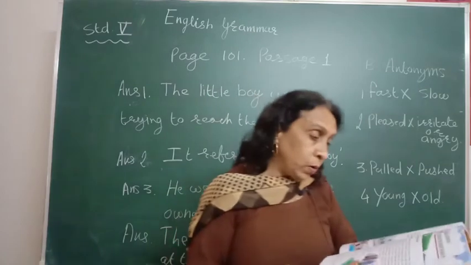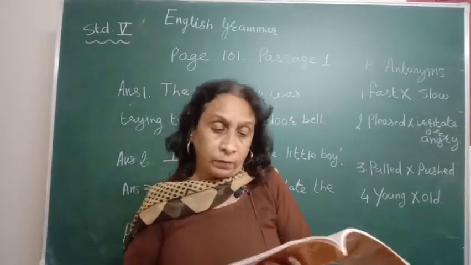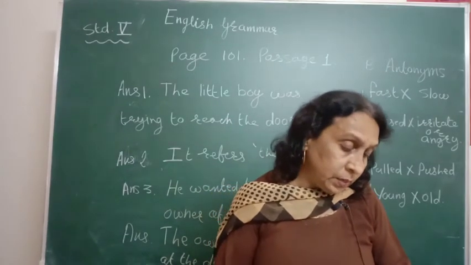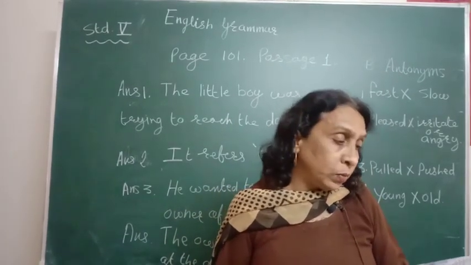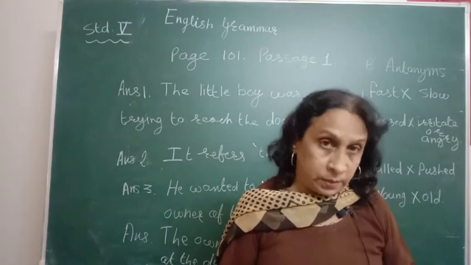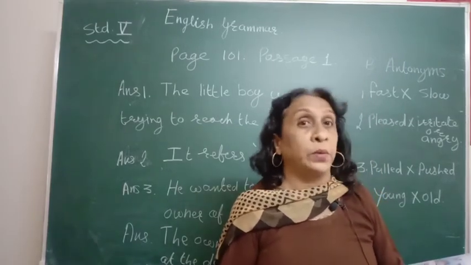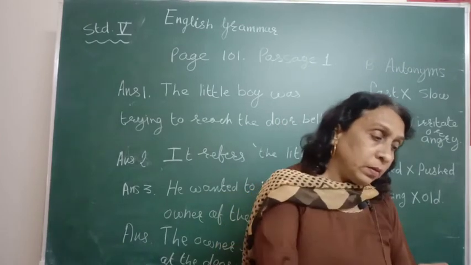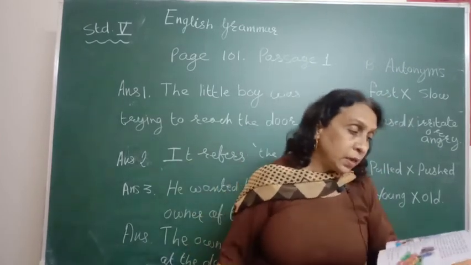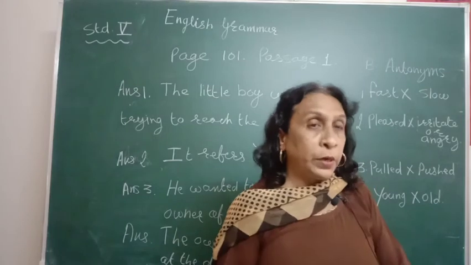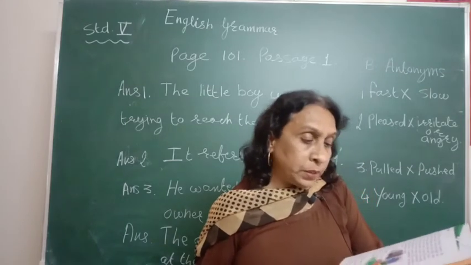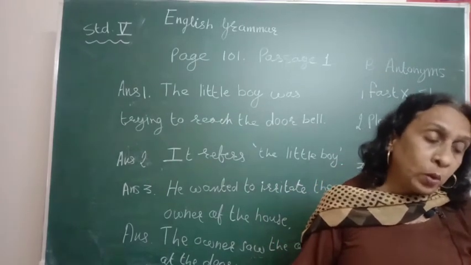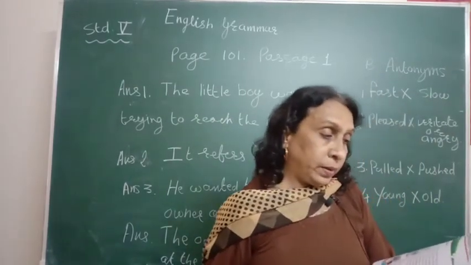Now you have to write these answers on your own. The little boy was very, what do you have to write? The little boy was very mischievous. Mischievous spelling is M-I-S-C-H-I-E-V-O-U-S. In the textbook only you write. Second, dash, pushed the bell for the little boy. Who pushed the bell for the little boy? The old man, right? The old man.